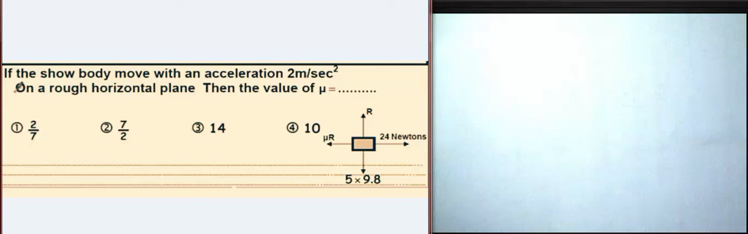Today we will solve a lot of questions about dynamics. Look at this question from Muasir book. We have a lot of questions. Number one here. If the body moves with an acceleration 2 m per square second on a rough horizontal plane, then the value of mu equals.